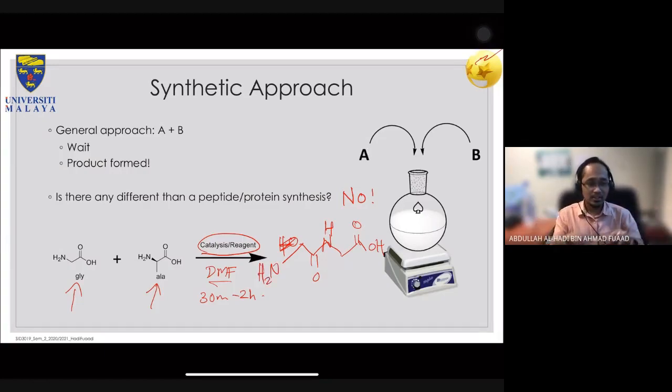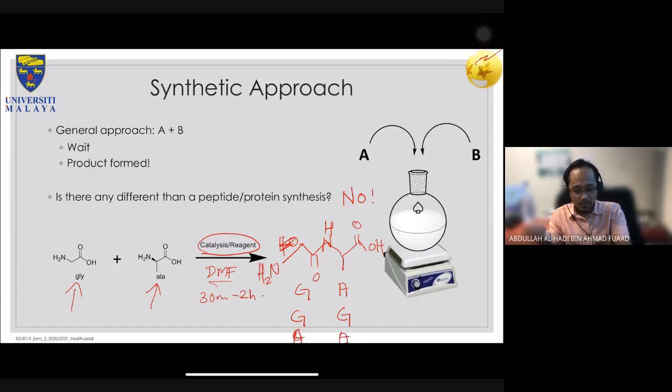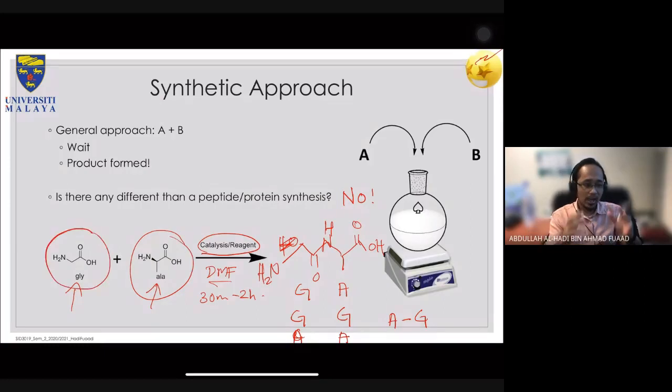But of course, in this case, there can be a lot of mixture. So there's a lot of diastereomers. That one is one diastereomer whereby you have a G and an A. You can also have a G and a G, an A and an A, and finally an A and a G. So if you have these two amino acids and you mix them, there are 4 outcomes.